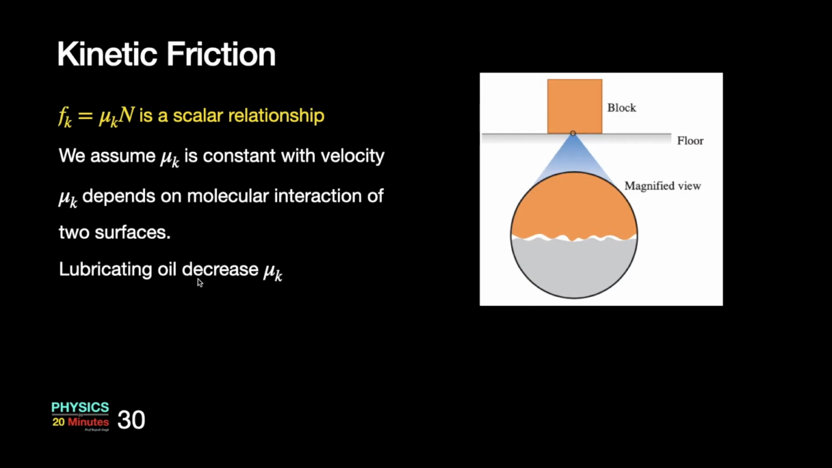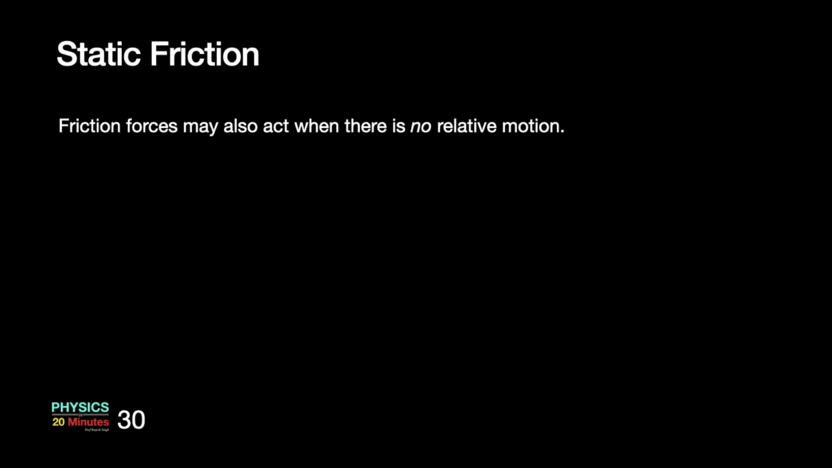Lubricating oils, etc., decrease mu k. They are used in most of the machine parts. They actually reduce the coefficient of kinetic friction. Then that brings us to the static friction. Friction forces may also act when there is no relative motion.